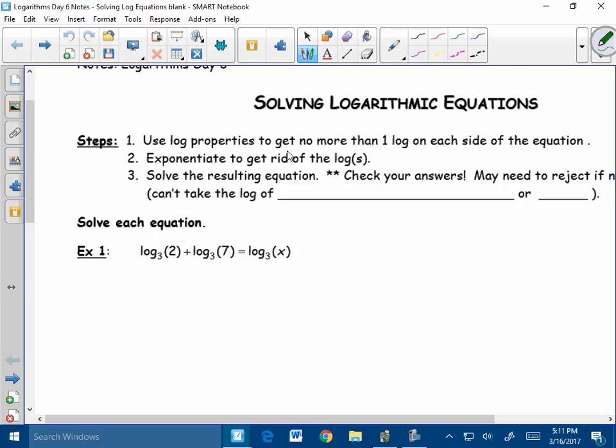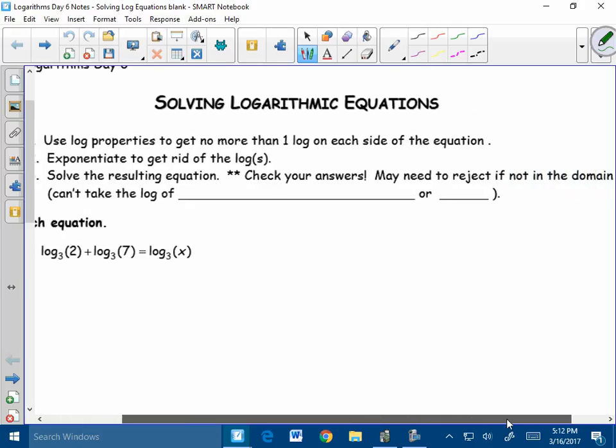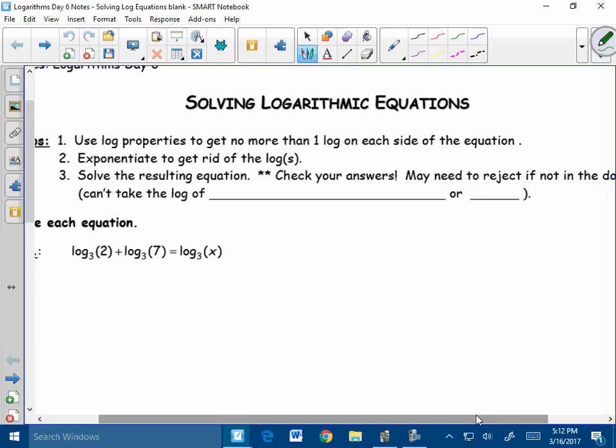So we're going to use our log properties to basically condense our equation on each side so that there's no more than one log on each side of the equation. Then we know we can get rid of the logs by exponentiating, so we'll do that. And then we'll be left with some equation that doesn't have a log in it that we'll be able to solve. And then the trick is we have to make sure to check our answers, right?